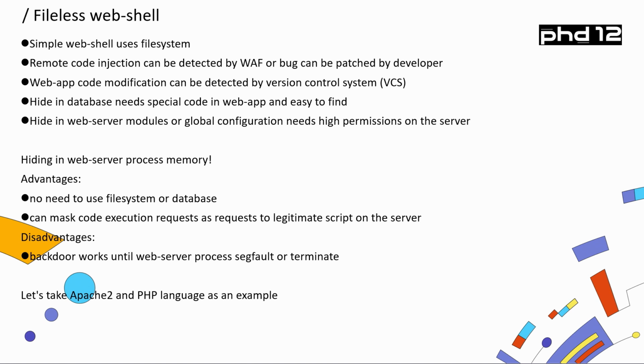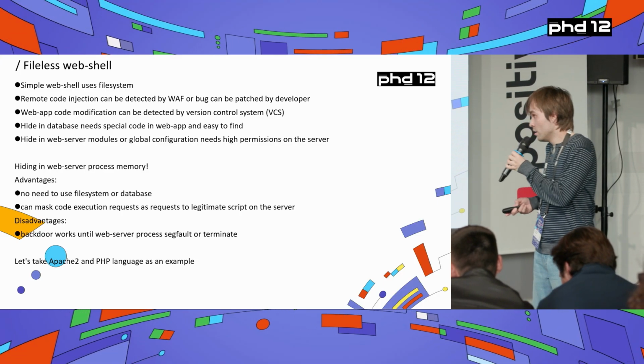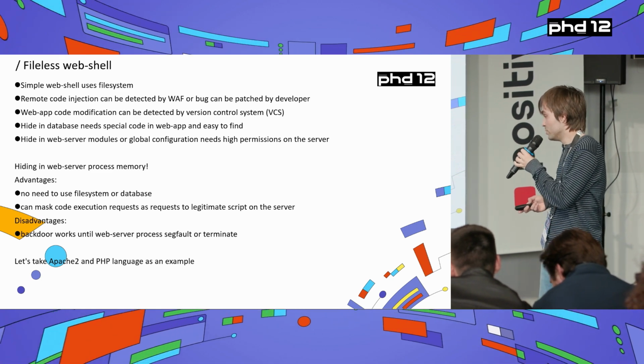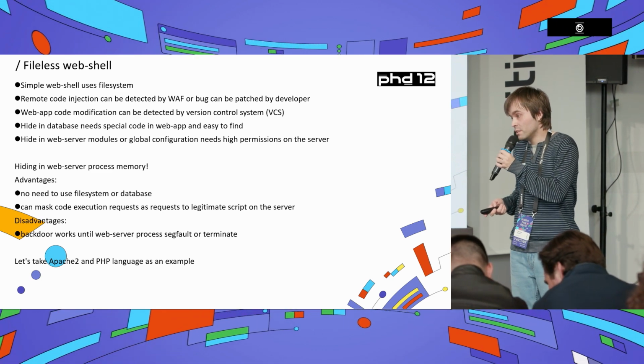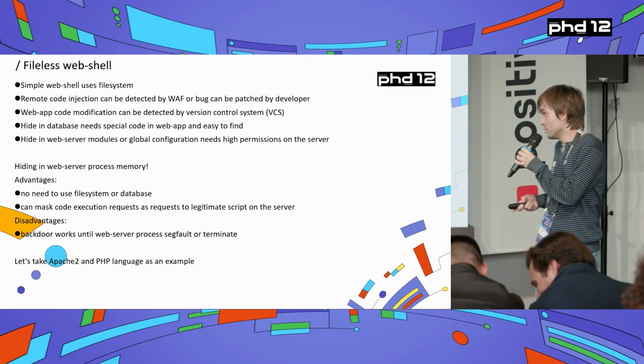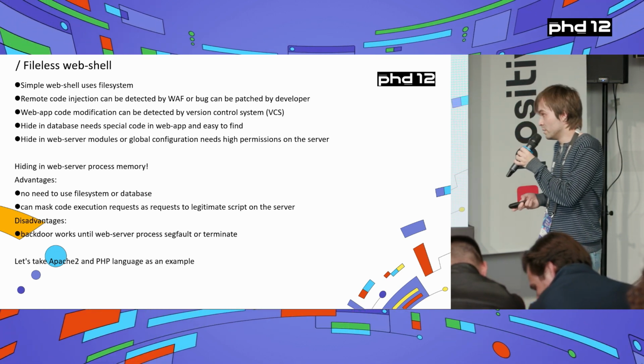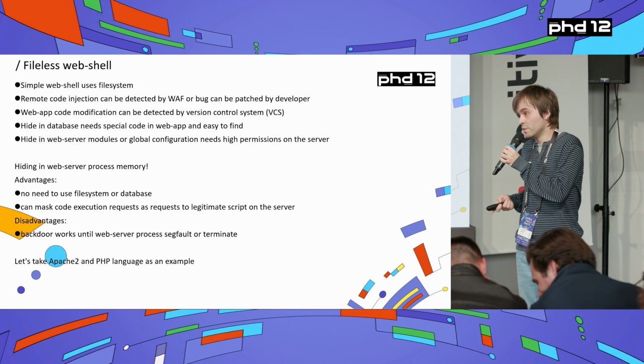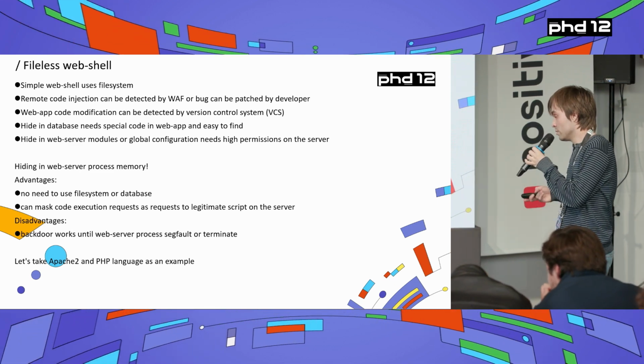For example, some configs could be stored there, but it requires special code, and it also requires unification of the database. They can be found in global config files, as well as the model files, but it requires a high level of administration rights. They can also be hidden in web server process memory, and the advantage here is no need to use any file system or database.